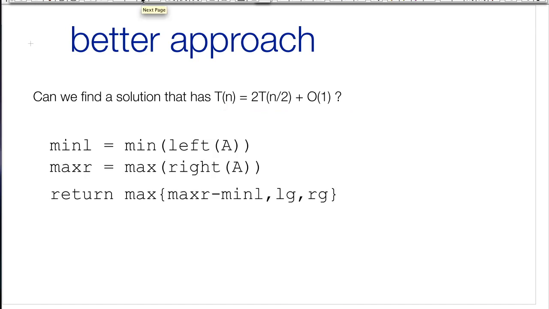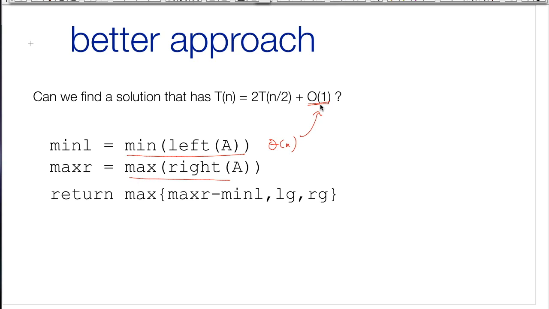Notice in our solution, where does the order n come from? The lines which take in too much time are these lines right here, min and max, which currently are taking order n time. And in order to get a better running time, I need to figure out how to do these operations in order 1 time.